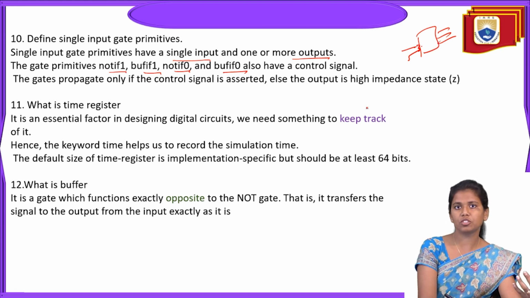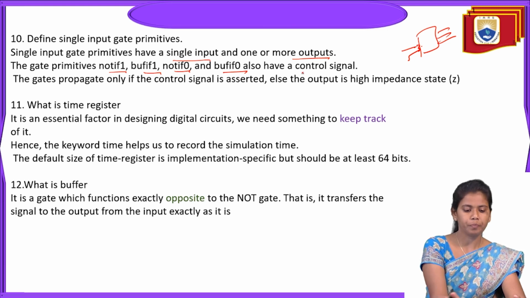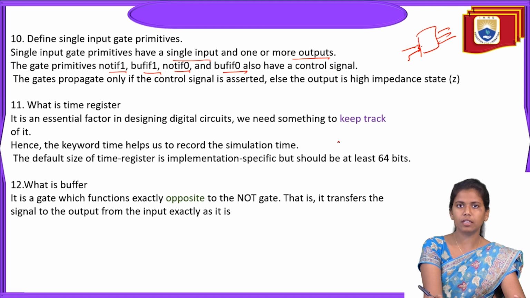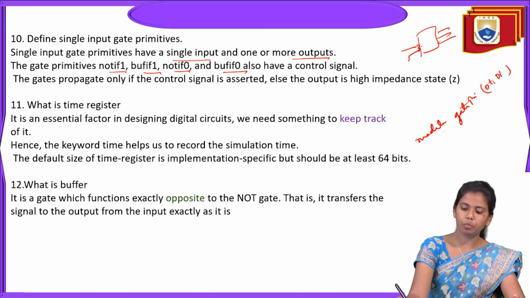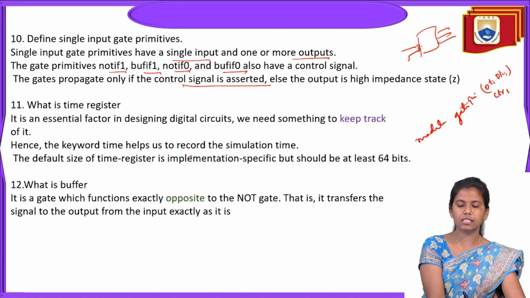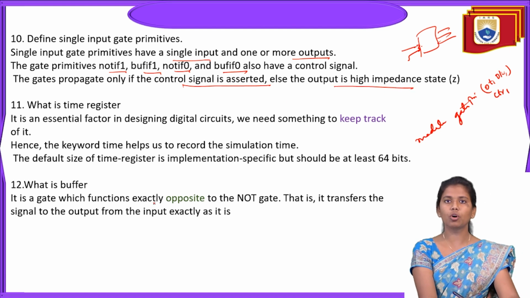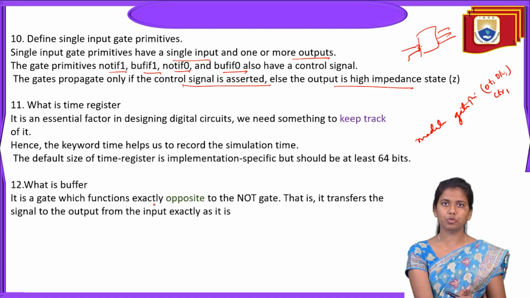So here the names of such gates can be given as notif0, notif1, bufif0, and bufif1, as well as the control signal. So in the port list, if you are writing the code, you have to write module, gate primitive. In the port list, you have to mention output ports, output 1, output 2, and the control lines as well. Then the gate propagates only if the control signal is asserted, else the output is high impedance. So here the output is observed, or else the output is maintained properly with respect to the control signals.